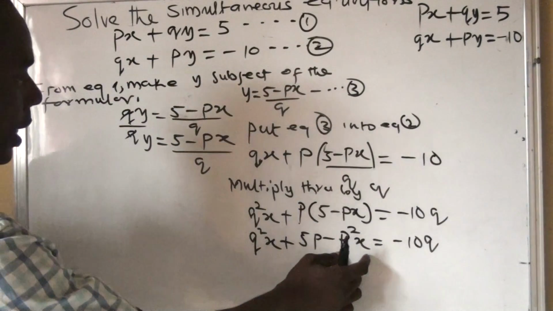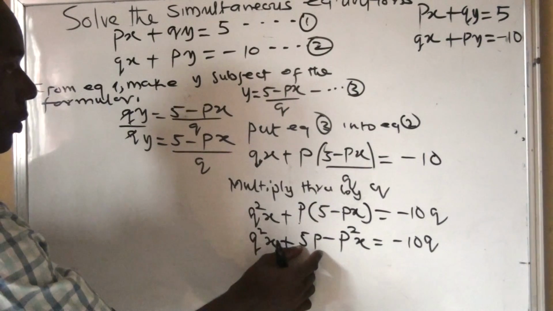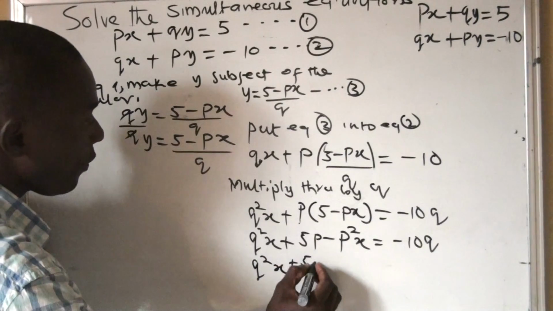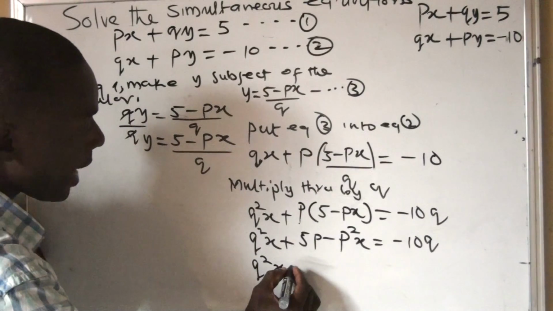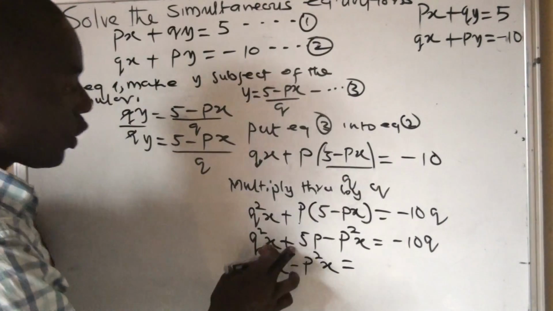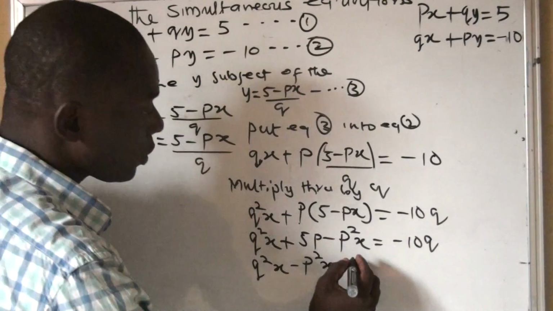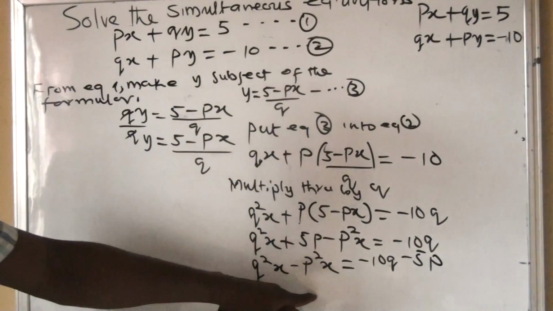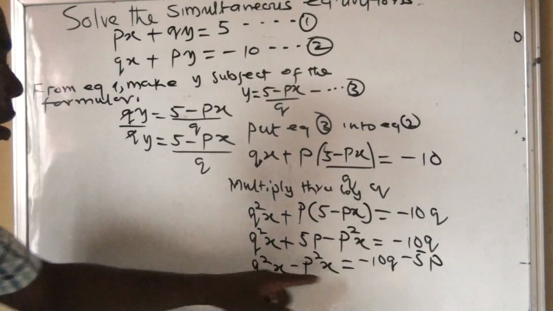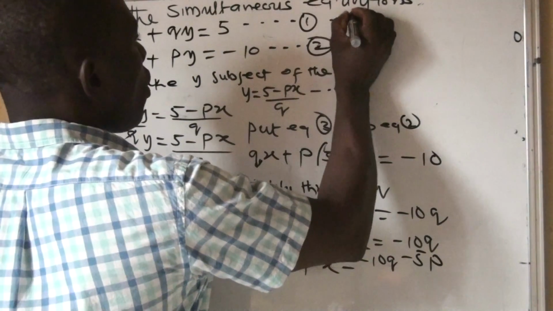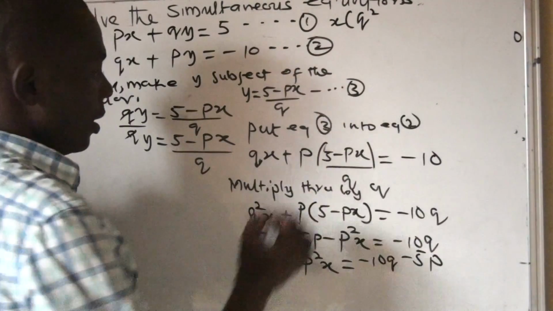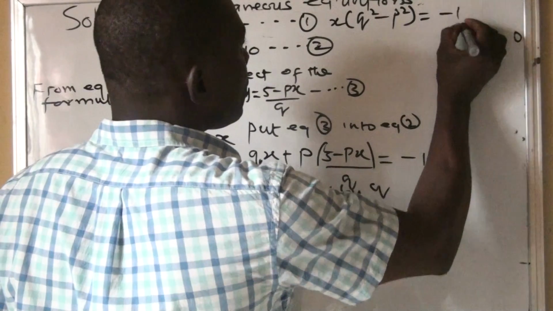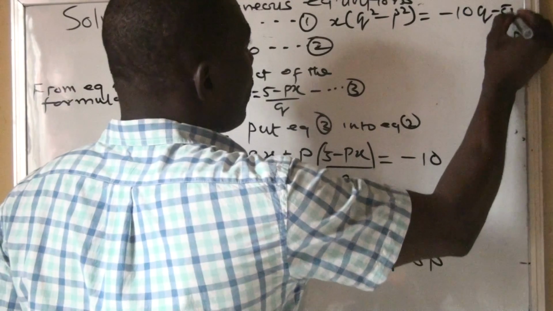Okay, we see that those that contain x, we collect them, and these constants we take to the other side. Here we have q squared x minus p squared x is equal to, this is plus 5p, as it crosses the equality sign, plus will change to minus, so this will be minus 10q minus 5p. Now here we can see that x is a common factor there. So we factor out x. This becomes x open bracket q squared minus p squared close bracket equals minus 10q minus 5p.